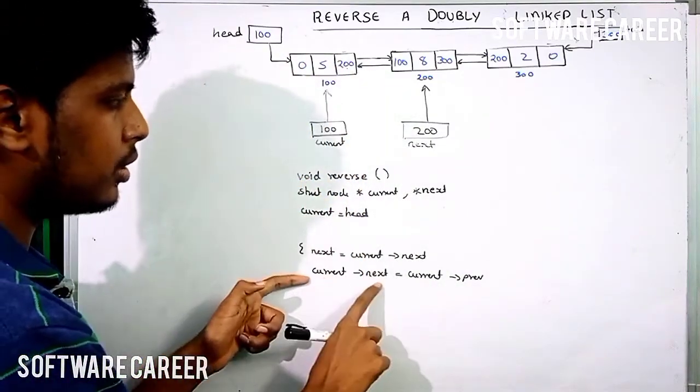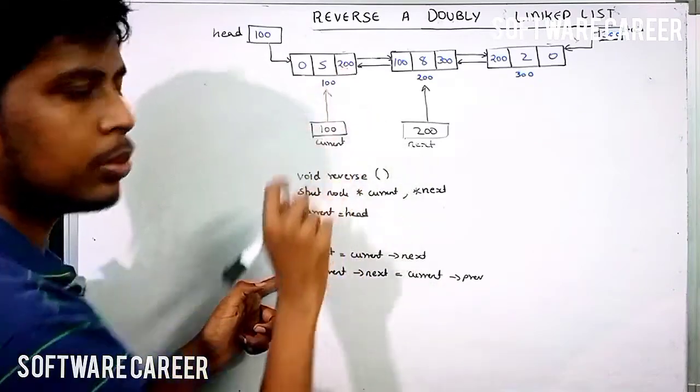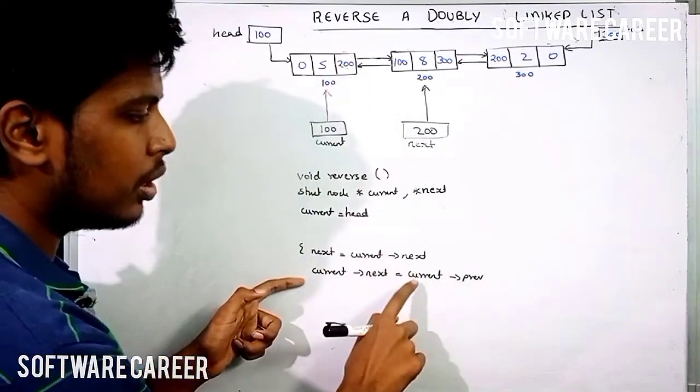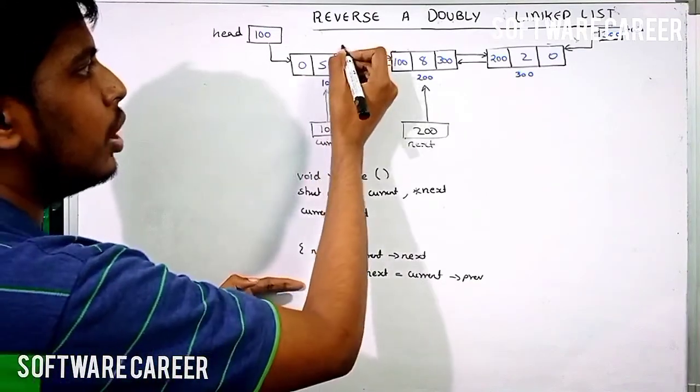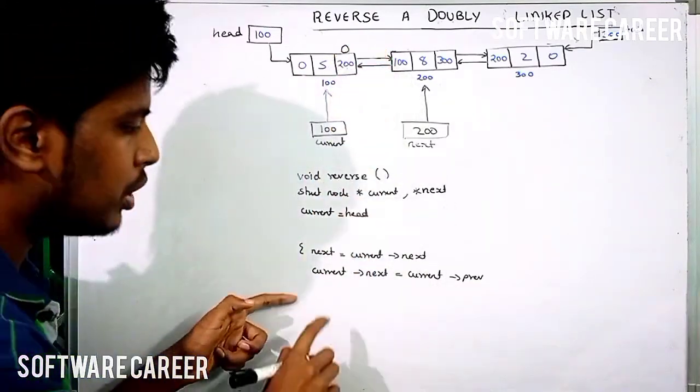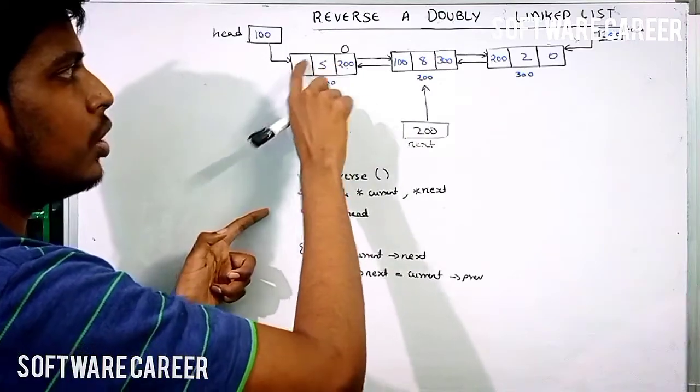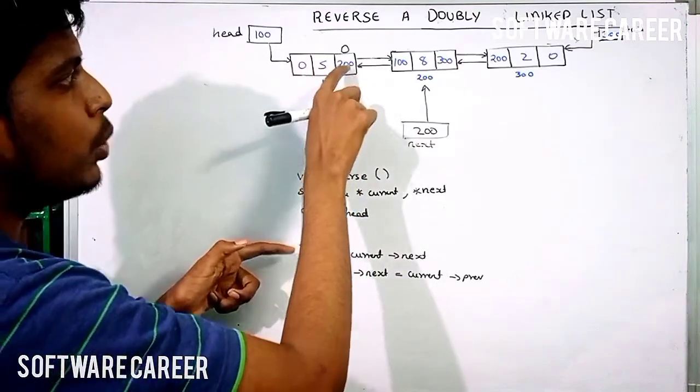So see here, current next is what? Current is 100. 100 next is this pointer. In this pointer I should store the address of current previous. 100 previous, that is 0. So I am updating it to 0. Now see, now you have swapped 0 to here. Now you should swap 200 over here.